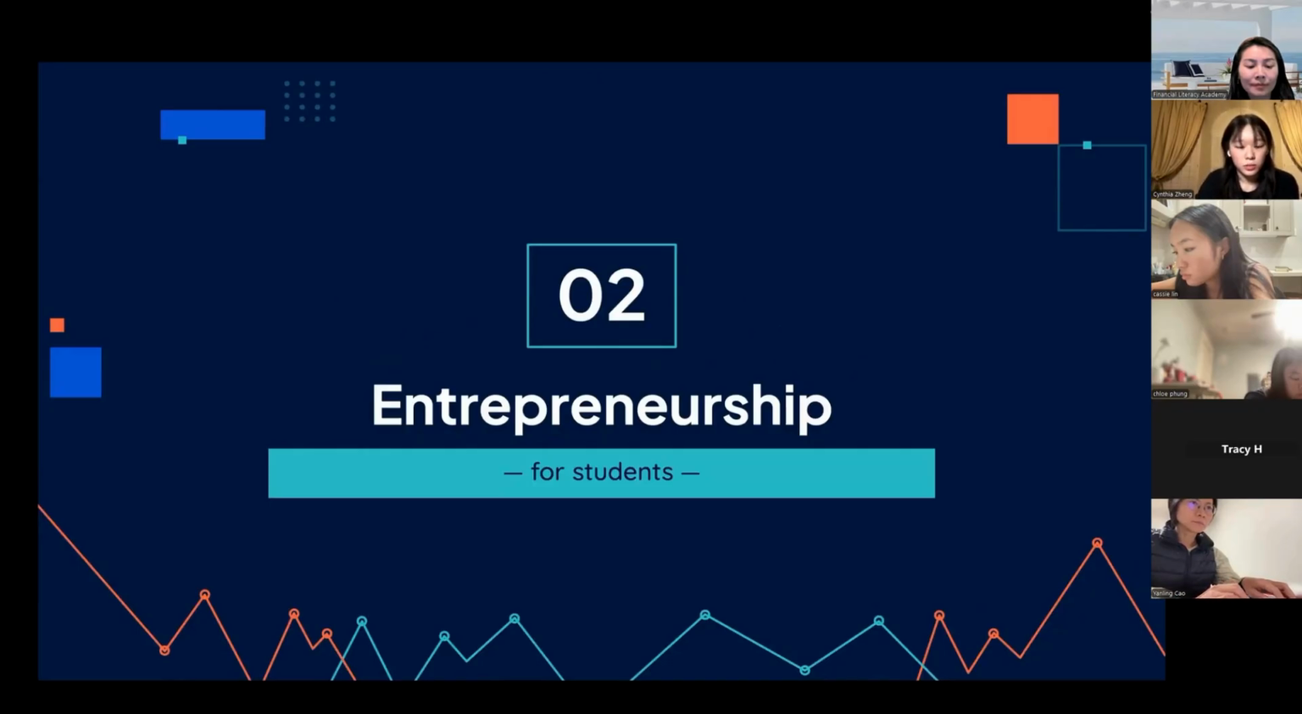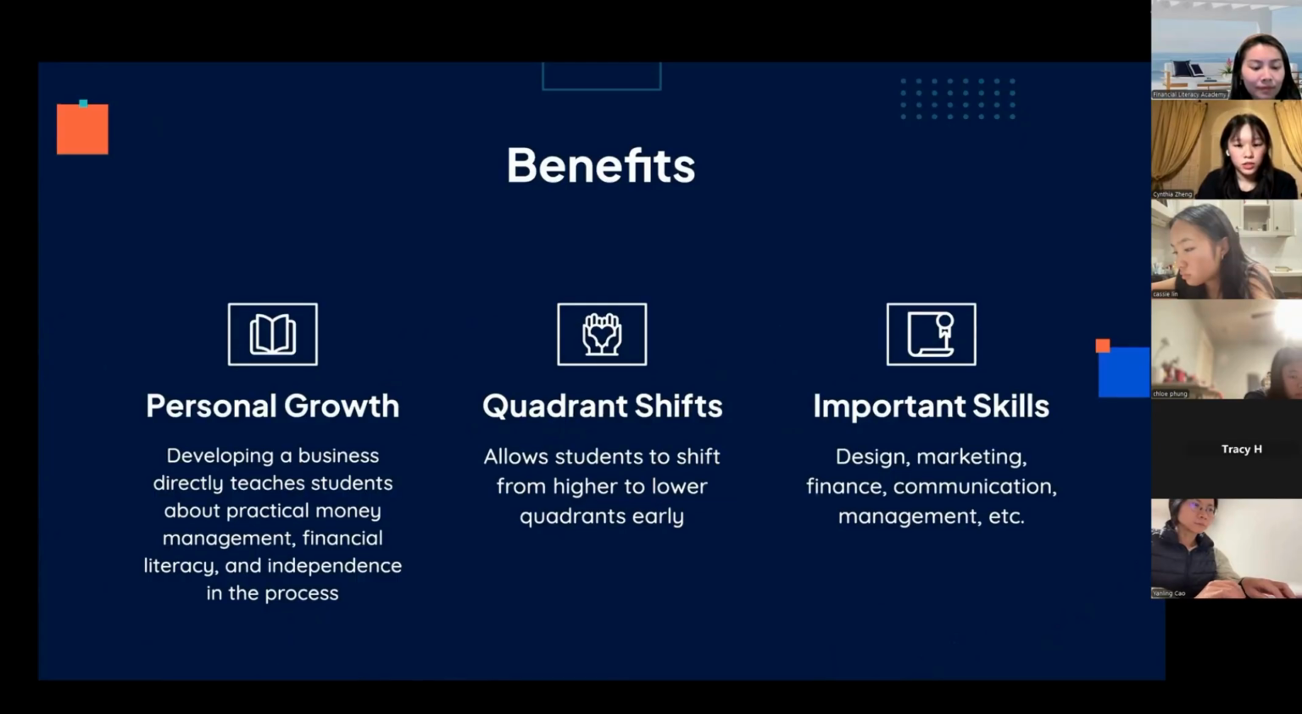The second topic is entrepreneurship, specifically for students. The benefits of starting entrepreneurship at a young age are, first of all, the quadrant shifts. It allows students to go from a higher quadrant to a lower quadrant at a young age and have that experience, developing soft and hard skills like designing, marketing, finance, communication, and management, which is essential later in life as well. And also personal growth, because while you develop a business, it directly teaches you about management and a lot of financial literacy and independence throughout the process of owning and managing the business.